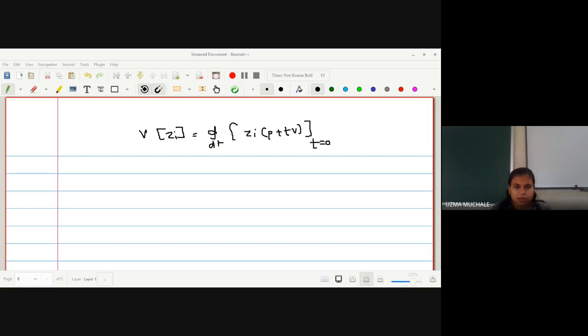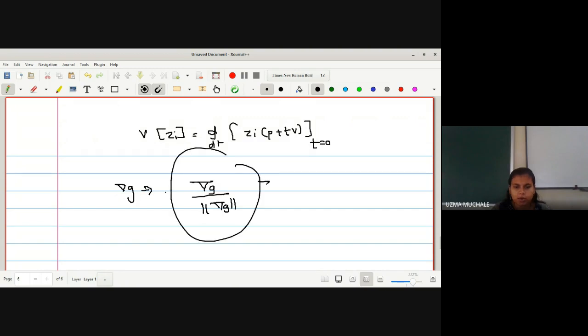Now, how to find out a unit normal? Because already we know that del g is working as a normal vector. So what will be the unit normal? Del g upon norm of del g will work as a unit normal, because we need a unit normal if you want to define a shape operator.